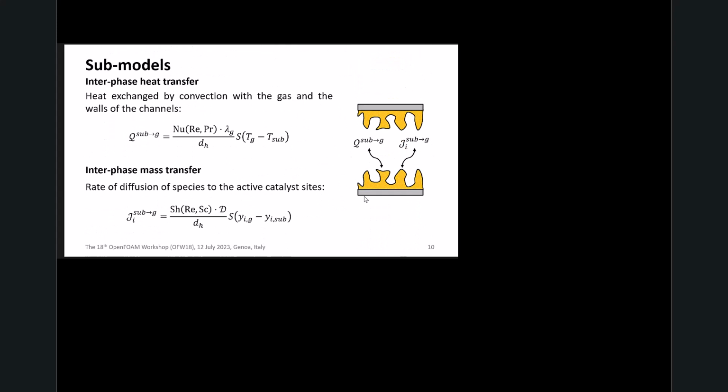The interface heat transfer model instead models the heat exchange by convection between the gas and the walls of the channel. In the same manner, the interface mass transfer is modeled, and in this case, we can consider the diffusion of the chemical species to the active site, so to the washcoat, and we consider a 0D model for the washcoat.